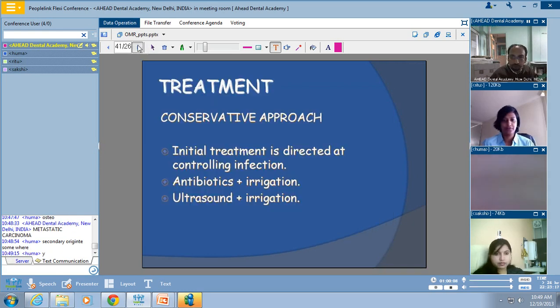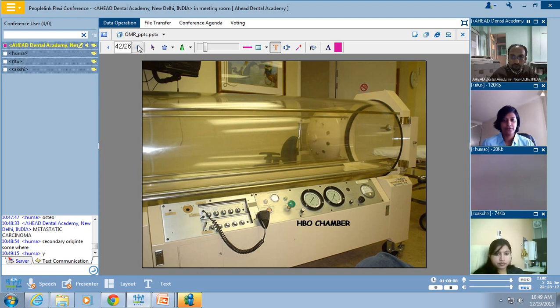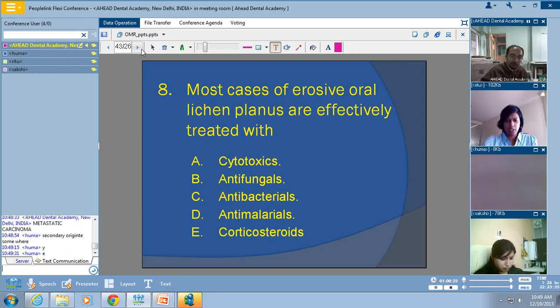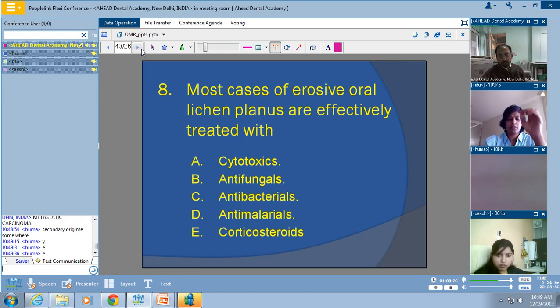Eighth question. Most cases of erosive oral lichen planus are effectively treated by cytotoxics, antifungals, antibacterials, antimalarials, corticosteroids. So what do you think is the best answer? What do you mean by cytotoxics? In fact, by cytotoxics, they are actually asking you chemotherapy. It is corticosteroids. Corticosteroids are the hallmark of the treatment of erosive oral lichen planus.